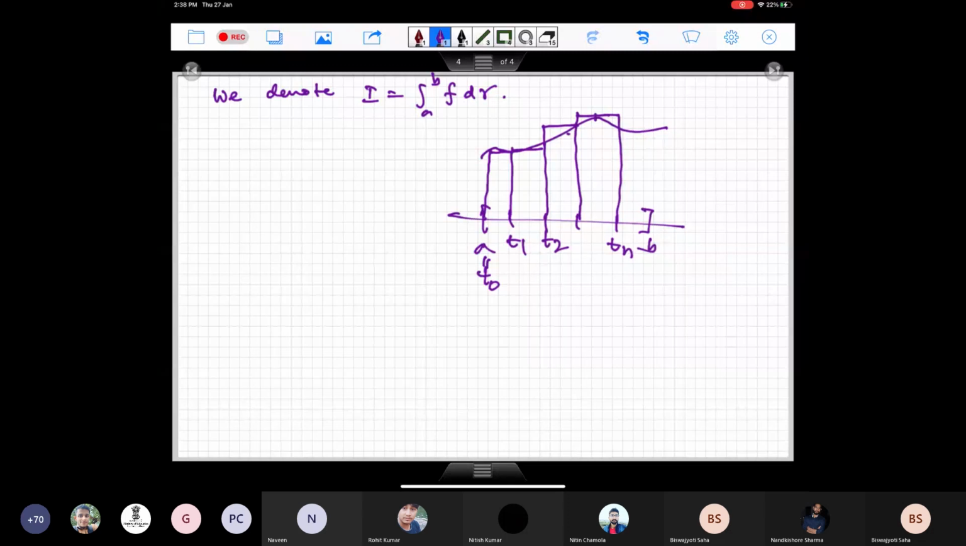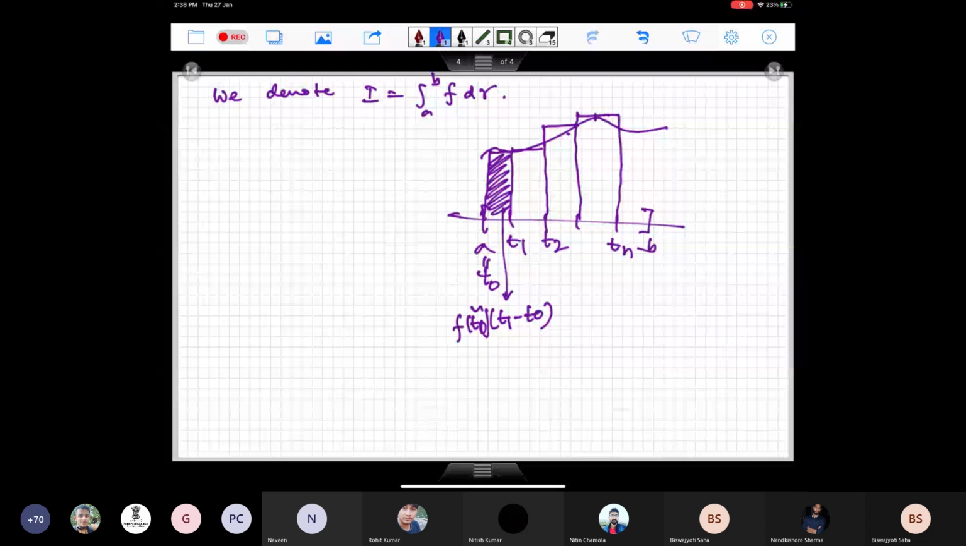And eventually, a function is Riemann integrable when there exists a real number I such that these Riemann sums are in some epsilon neighborhood of that particular quantity I, whenever your sub intervals are of length less than delta. Okay, so if you see, the area of this rectangle is t1 minus t0 times f of, let's say, t0 prime.